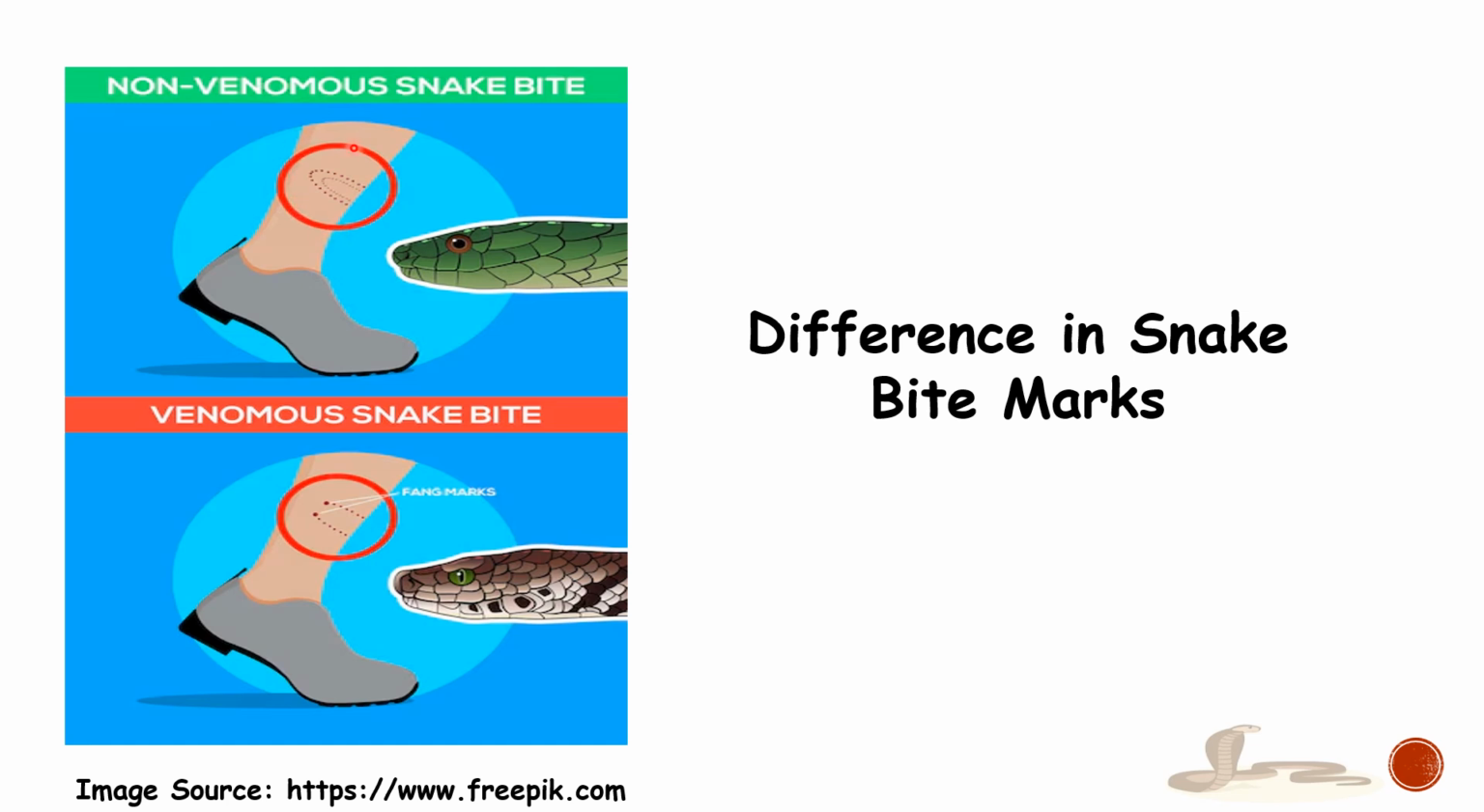So if you got bitten by a non-venomous snake, you can clearly see the bite marking looks like this. On the other hand, if you got bitten by a venomous snake, we can clearly see the two fang marks here. Could you see that? The two large hole-like structures indicate you got bitten by a venomous snake. So by seeing these two bite marks, this is the first step to identify whether you got bitten by a venomous or non-venomous snake.